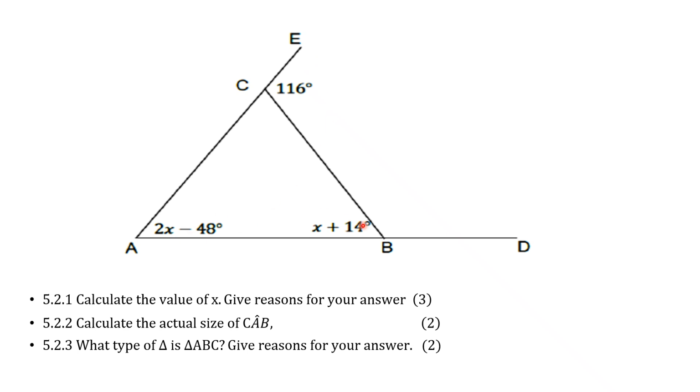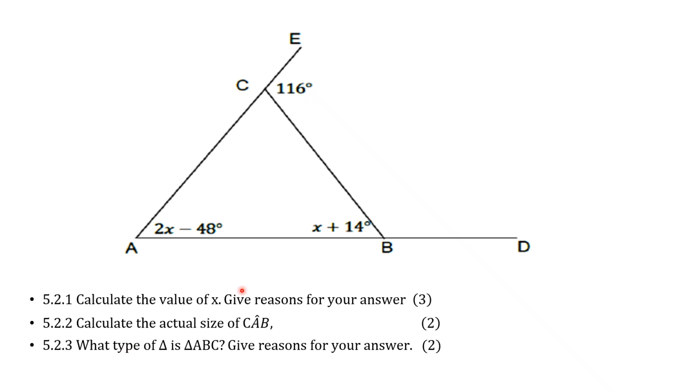There, inside the triangle, I have two angles, right? So the exterior angle never equals the angle next to it, but the two angles added inside must equal the exterior angle of the triangle. So 5.2.1, they say calculate the value of x, give reasons for your answer. So we're testing, can you add those two, equal to that, and solve for x?